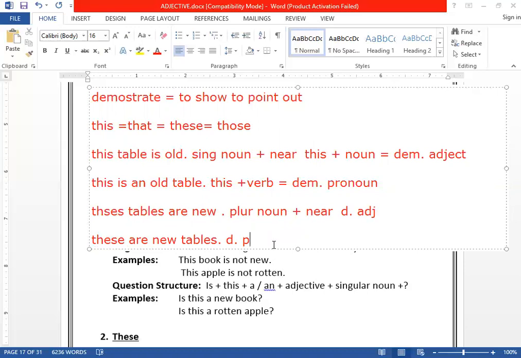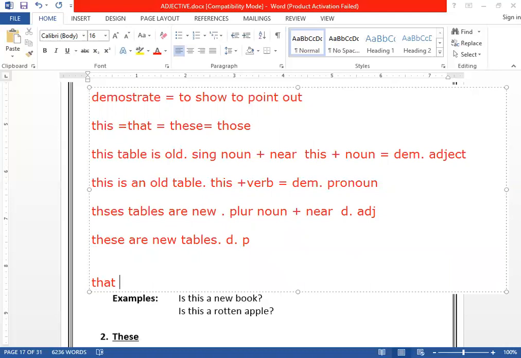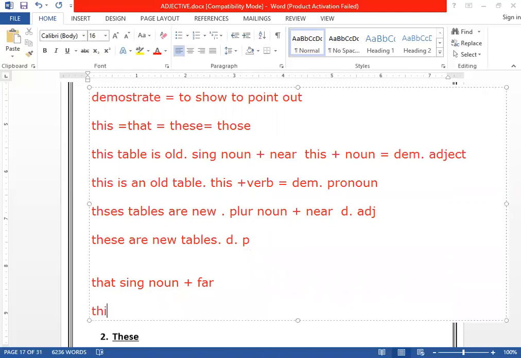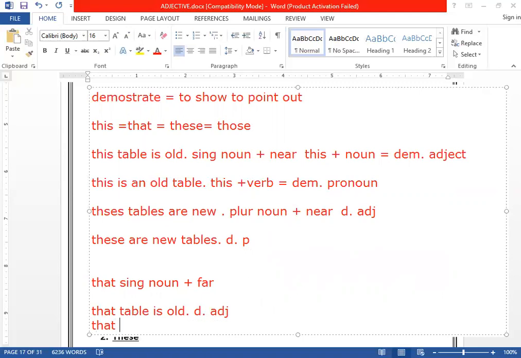In the same way, we can use that. When a noun is singular and far from us, we use that. For example, that table is old. Here we used a noun after that, so it is a demonstrative adjective. But if I say, that is an old table, a verb is used after that, so it's a demonstrative pronoun, not an adjective. That's for singular.